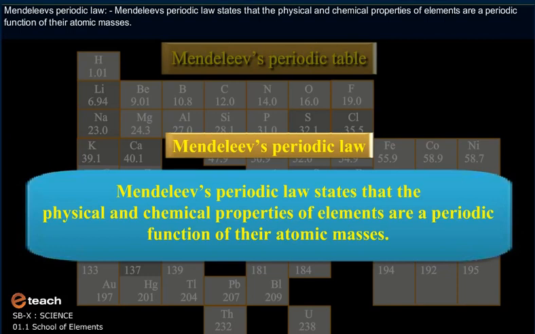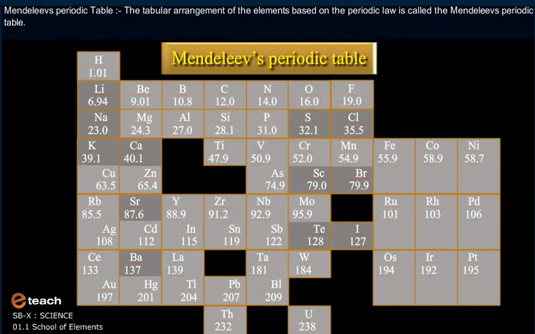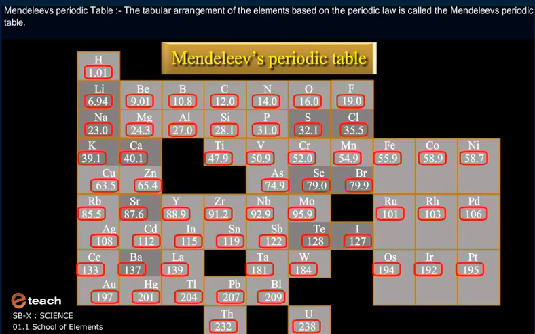Mendeleev's periodic law. Mendeleev's periodic law states that the physical and chemical properties of elements are a periodic function of their atomic masses. Mendeleev's periodic table. The tabular arrangement of the elements based on the periodic law is called Mendeleev's periodic table.